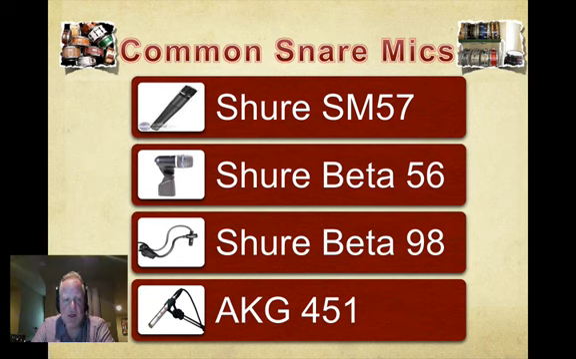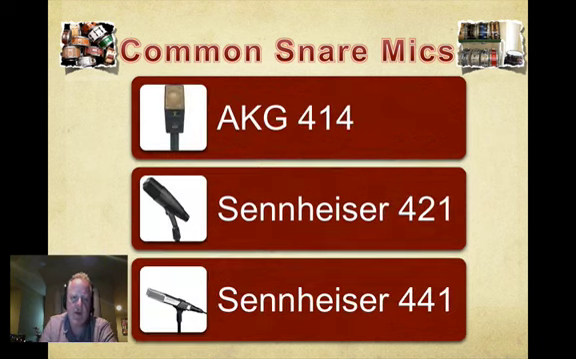It's probably a $90 microphone. It's often used also for rock vocals and other things. Then you have the Beta 56, the Beta 98, the 451. You can see an AKG 414, which is a little on the pricey side for a snare mic and would probably worry me a little bit about the drummer maybe hitting it. And then again, you will see the 421 and the 441, pretty common microphones for drums overall.